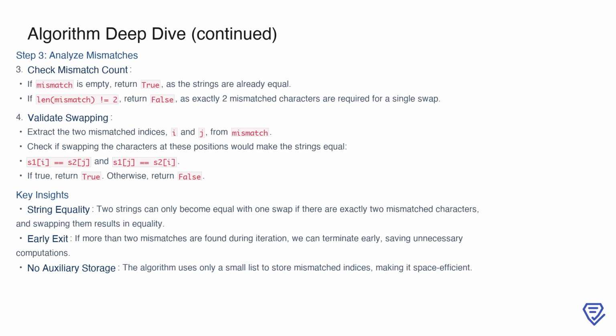Otherwise, we return false. A key takeaway here is that a successful swap requires both mismatched characters to be exact complements of each other in the 2 strings. Additionally, this approach is efficient because we terminate as soon as we detect an invalid mismatch count or confirm that the swap is not viable.